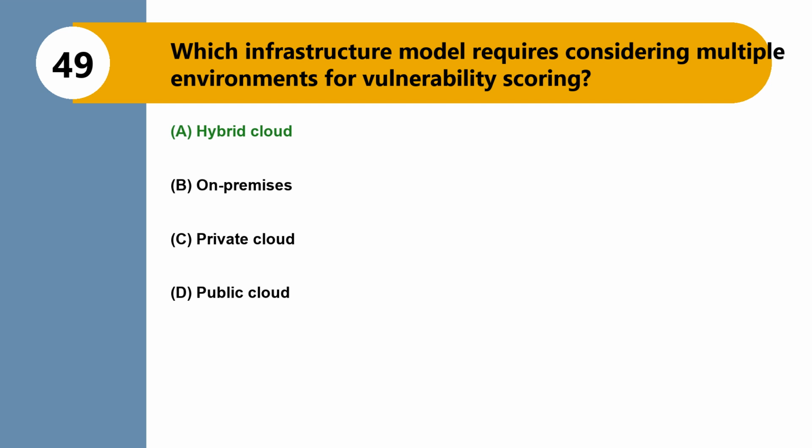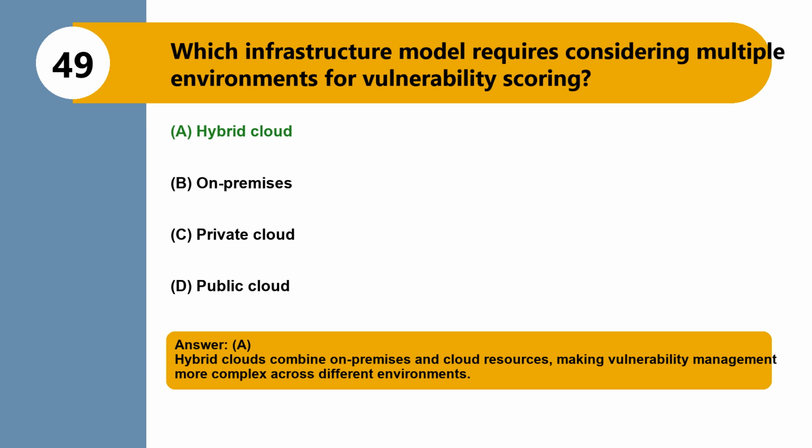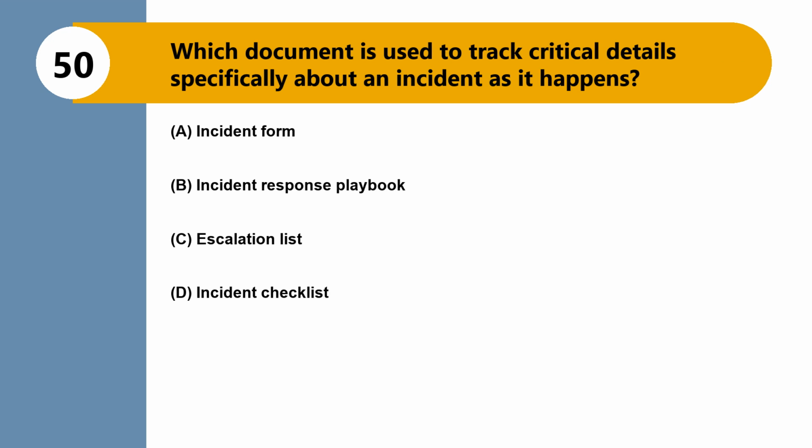Hybrid cloud. Hybrid clouds combine on-premises and cloud resources, making vulnerability management more complex across different environments. Question 50. Which document is used to track critical details specifically about an incident as it happens?